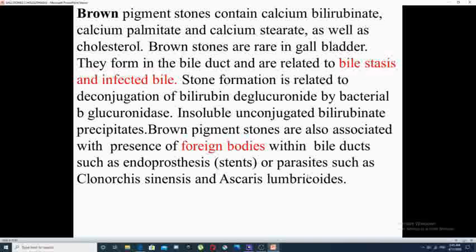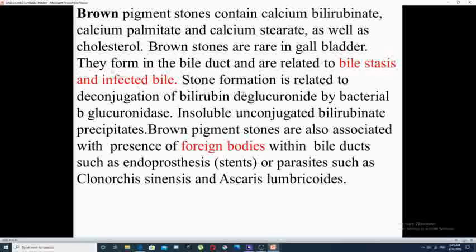The second type of pigment stone is the brown pigment stone. These stones contain calcium bilirubinate, calcium palmitate, and calcium stearate, in addition to cholesterol. Brown pigment stones are rare in the gallbladder. They are usually formed in the bile duct. They are related to biliary stasis or biliary infection.